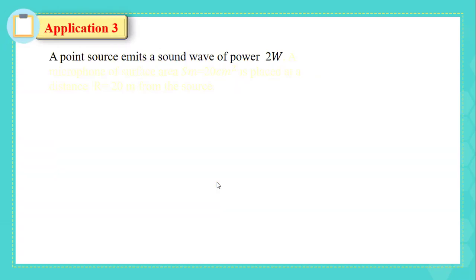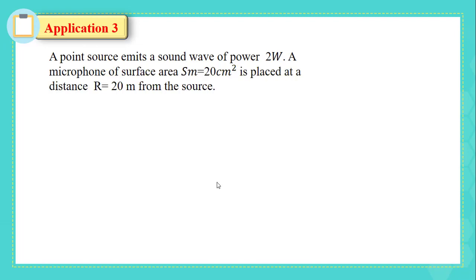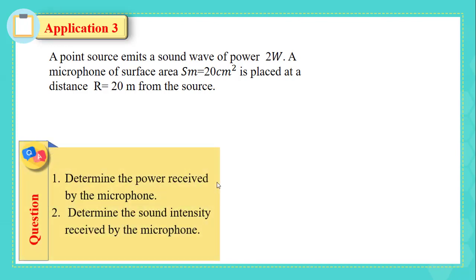Application 3. A point source emits a sound wave of power 2 watt. A microphone of surface area SM is equal to 20 centimeters squared is placed at a distance R is equal to 20 meters from the source. Part 1. Determine the power received by the microphone, and Part 2. Determine the sound intensity received by the microphone. Again, please try to solve this application first alone.